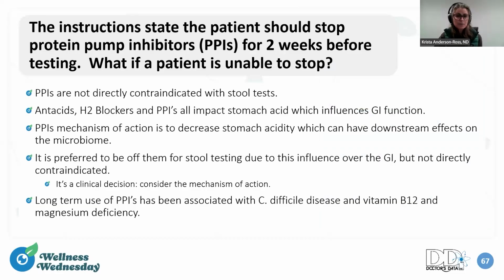This is another concern that we often hear because approximately 10% of the US population is on proton pump inhibitors. PPIs aren't specifically contraindicated, but they can shift the pH and microbiome patterns. So we prefer that patients stop them whenever possible. Also note that long-term PPI use is associated with C. diff, as well as B12 and magnesium deficiency.